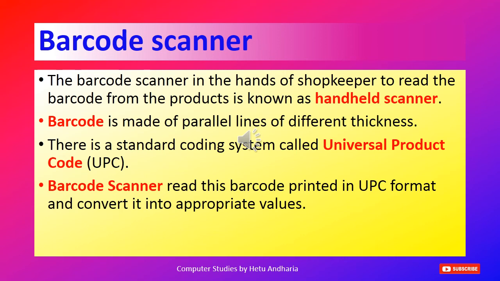Now I am reading from whatever is given in the textbook. The barcode scanner in the hands of a shopkeeper to read the barcode from the product is known as a handheld scanner, or handheld barcode scanner. A barcode is made up of parallel lines of different thickness. There is a standard coding system called Universal Product Code, in short UPC. The barcode scanner reads this barcode printed in UPC format and converts it into appropriate values.